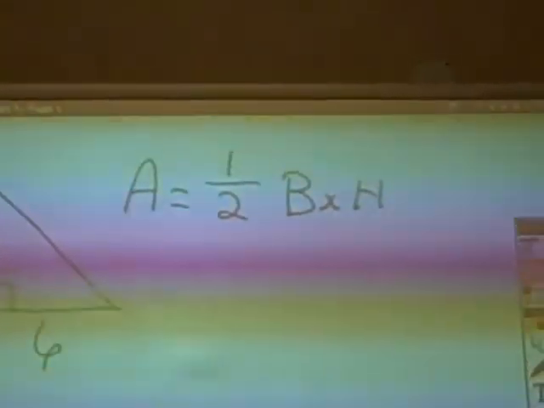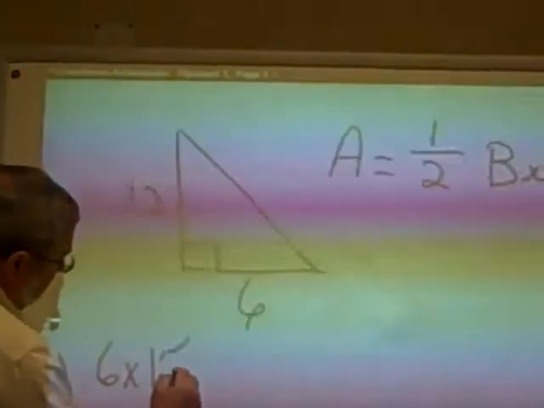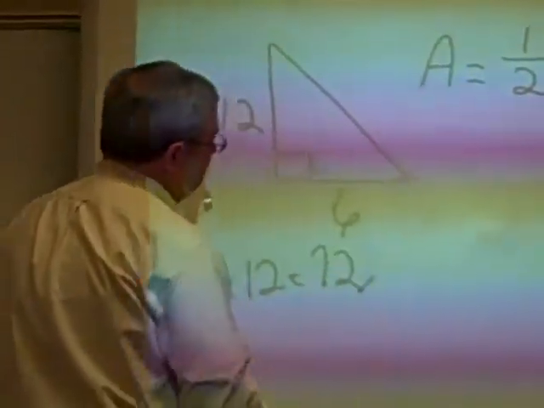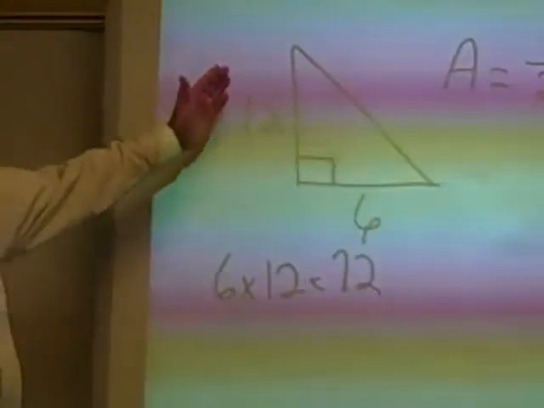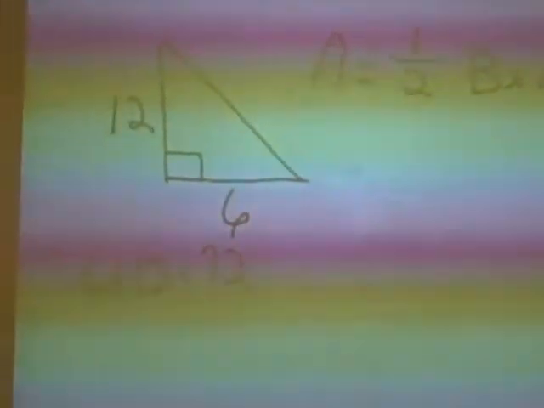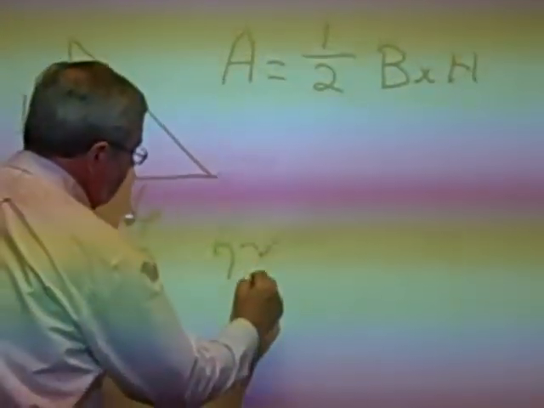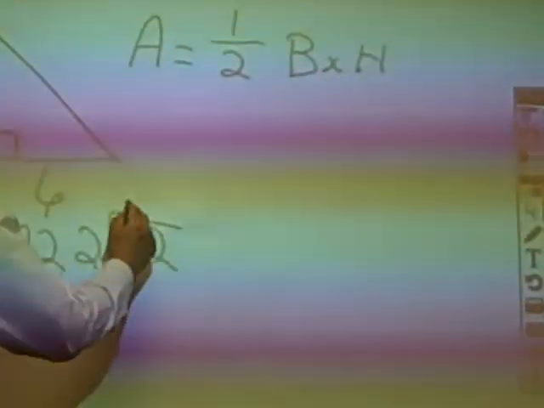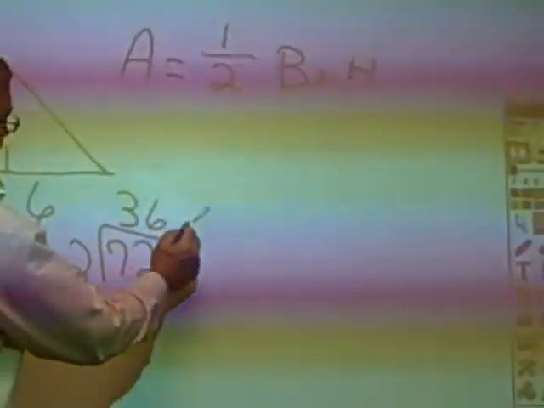So if I take my base of 6 and my height of 12, well, 6 times 12 is 72. But it says half of it. That means I have to take this 72 and divide it by 2, and I'll get 36. We'll call it the same thing, square inches. Remember, this has to be divided by 2.